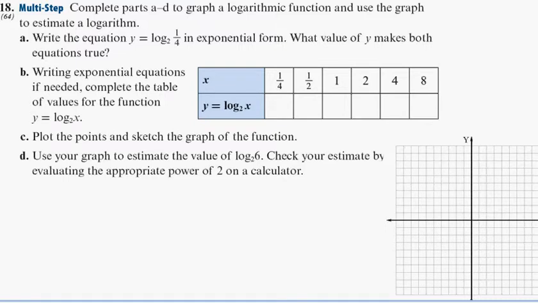Okay, number 18 is a monster. So let's take it step by step. Complete parts A through D. Well, let's start with A. It says write the equation in exponential form. So remember, for exponential form, we look at the base to the exponent equals this. All right? So 2 to the y equals 1/4.